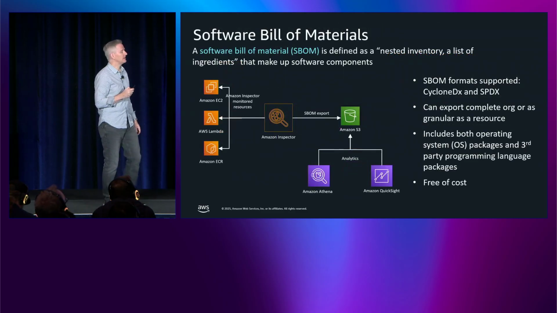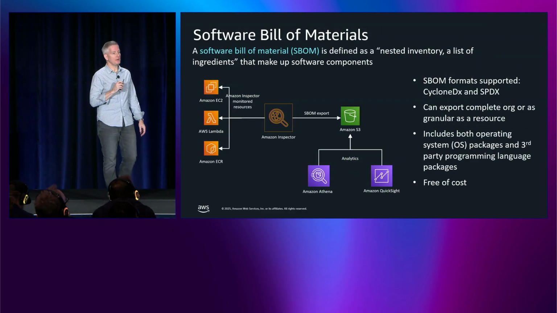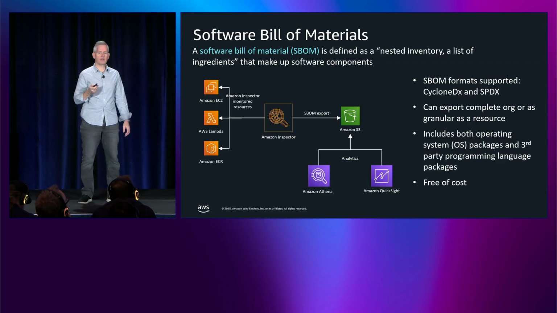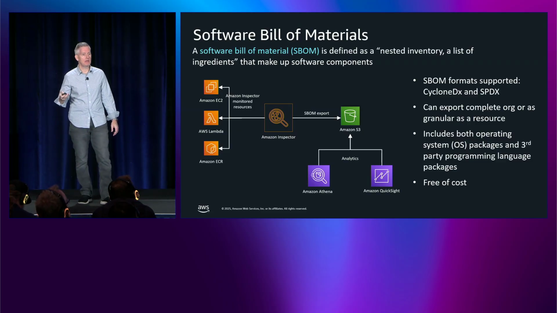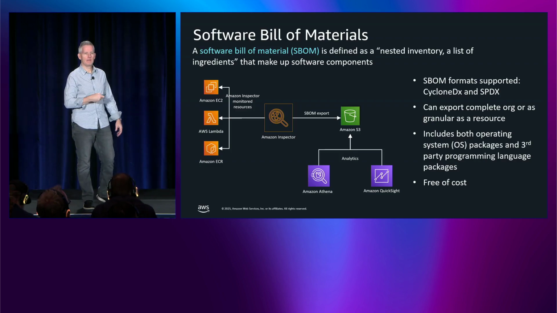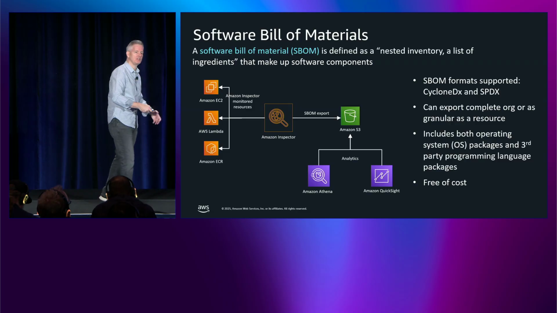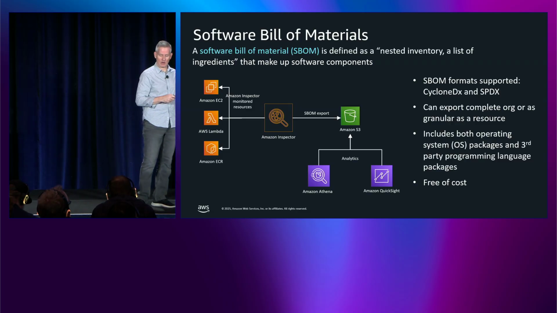And then finally, as a last way of looking at your data and taking action is software bill of materials. So Amazon Inspector, at any point in time, you can say to Inspector, please export SBOM for my environment. And you can choose your account, your organization. You can filter the data any way you want.